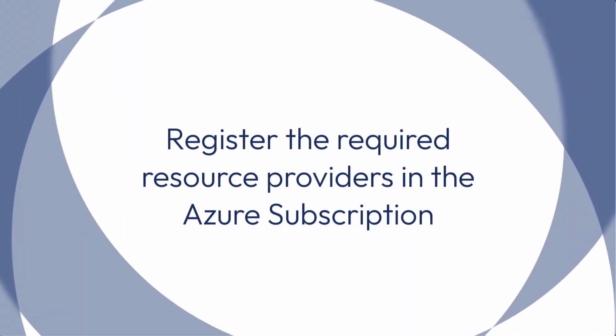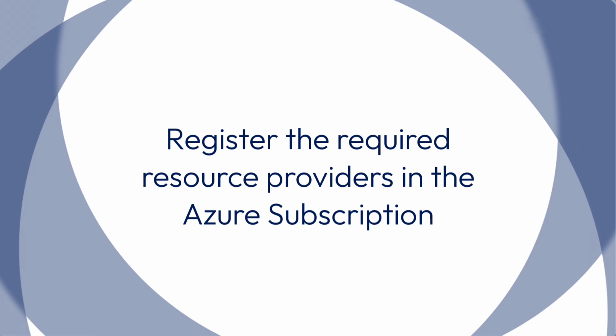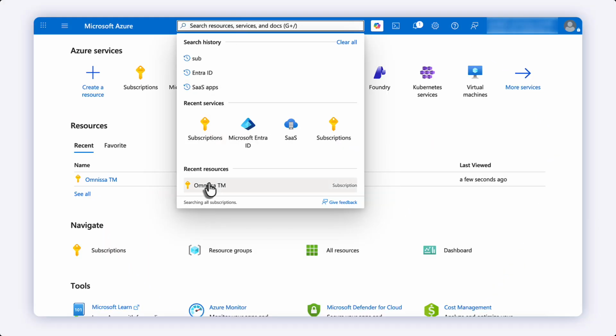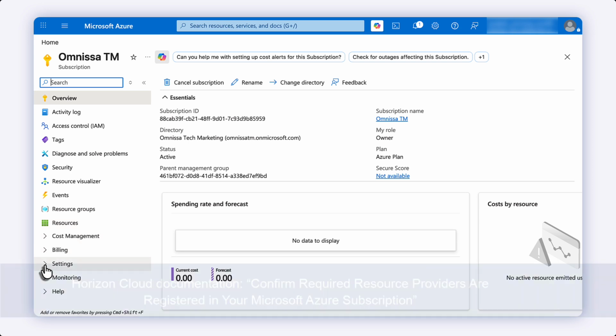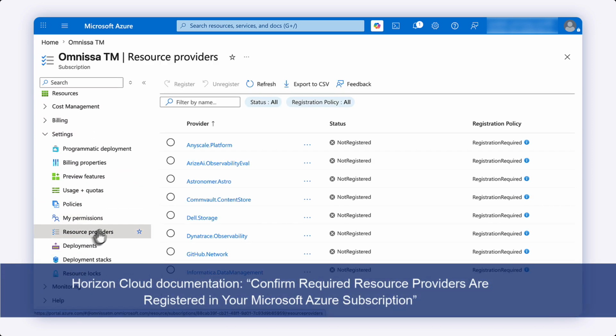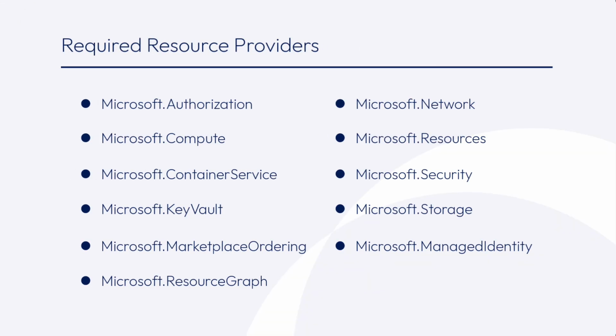Now that we've given the service principal access to resources, we need to make sure all the resources we need are registered. Go to the subscription and click Resource Providers. There are 11 resource providers that must be registered. Some are already registered by default, but we'll have to check on which ones.